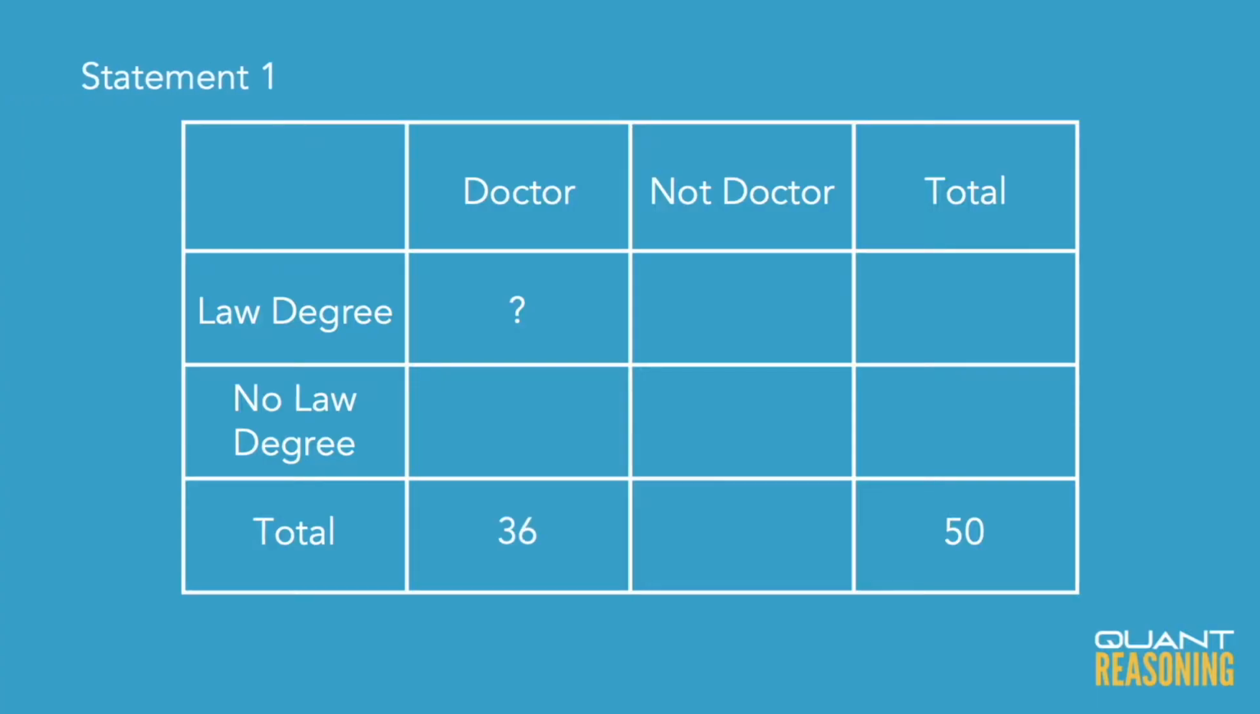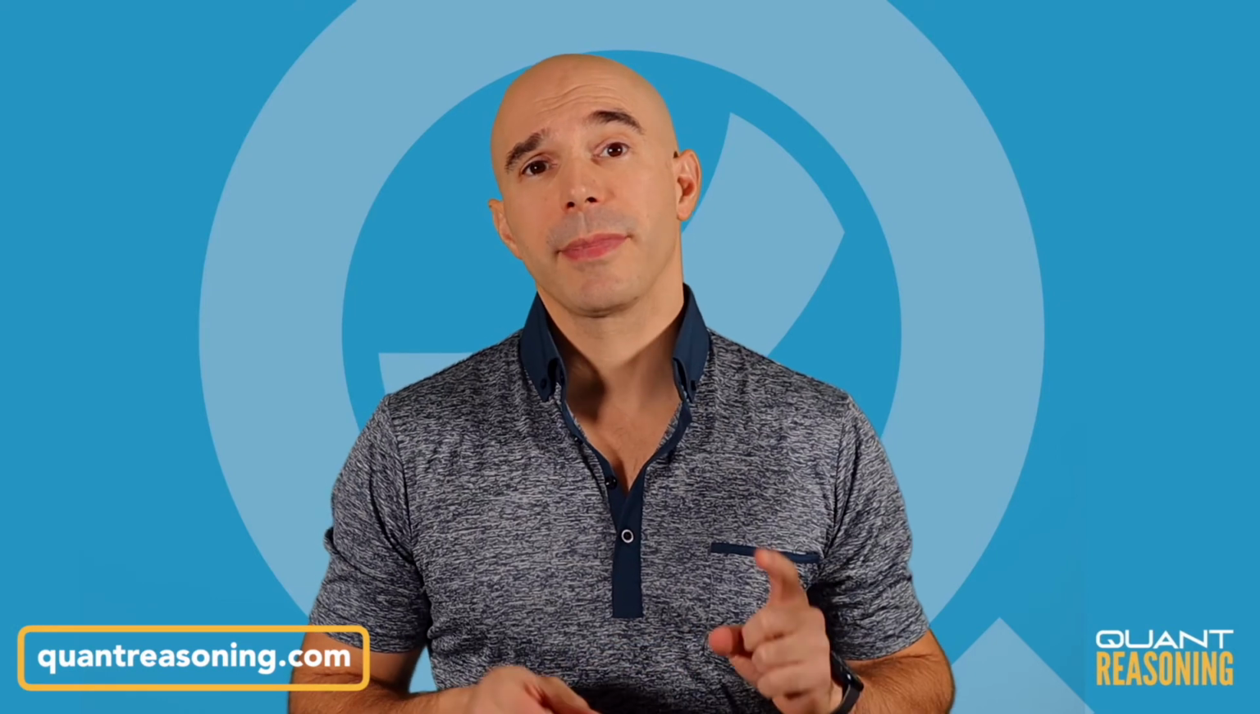Statement 1 tells us the total number of doctors is 36, so we could infer from that there are 14 non-doctors, but how many doctor-lawyers are there? I have no idea. So statement 1 on its own is not sufficient, and we can go ahead and eliminate A, D. Now statement 2 on its own is kind of symmetric, right?